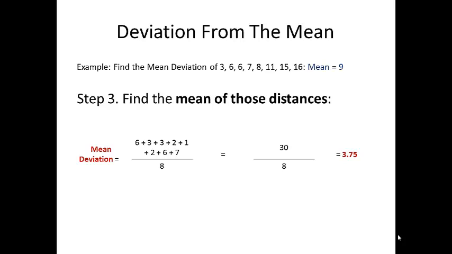Next, we find the mean of those distances. That means we add up all of the distances that we found in the last step and then find the average distance. In this case, 3.75. So the mean deviation of this set of data is 3.75.